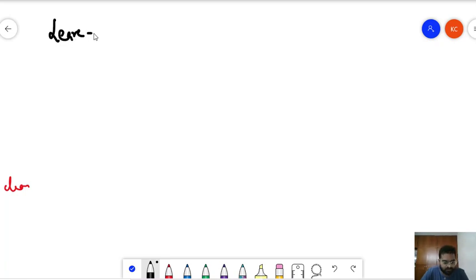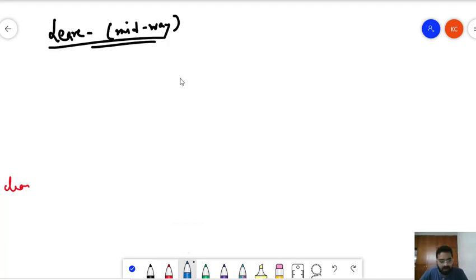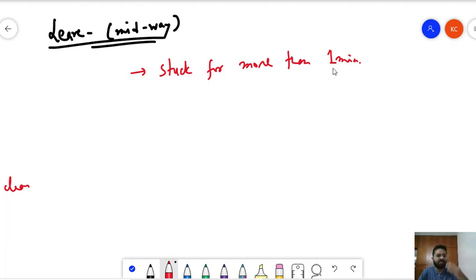So leave midway. How do I decide whether I should leave a particular set midway? I follow a simple philosophy. If I'm solving it and getting some values, it's okay, I'm going in the right direction. But if I'm stuck for one minute and not able to proceed or make any progress, then boss, you are stuck. So leave immediately, go and find an easy one.